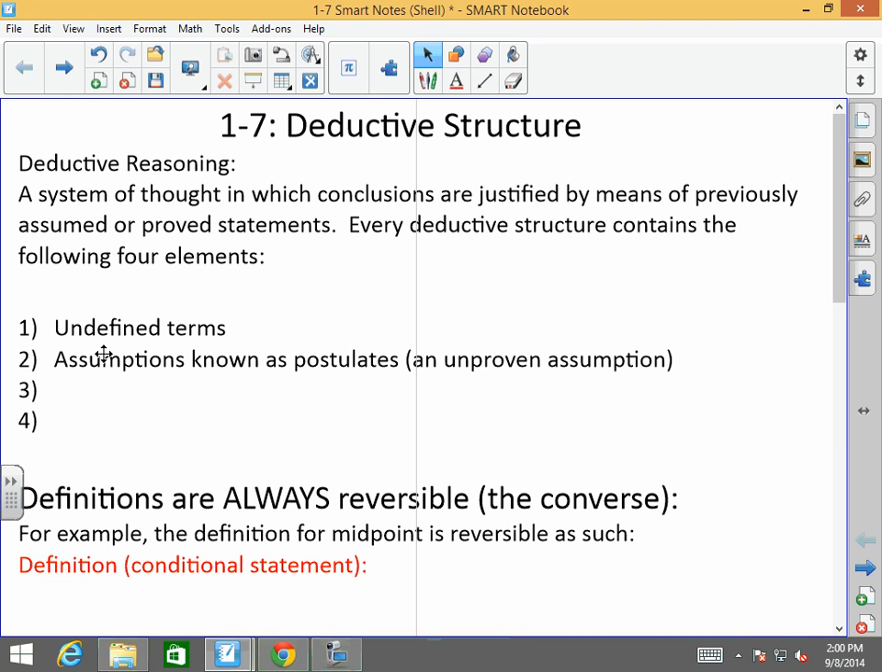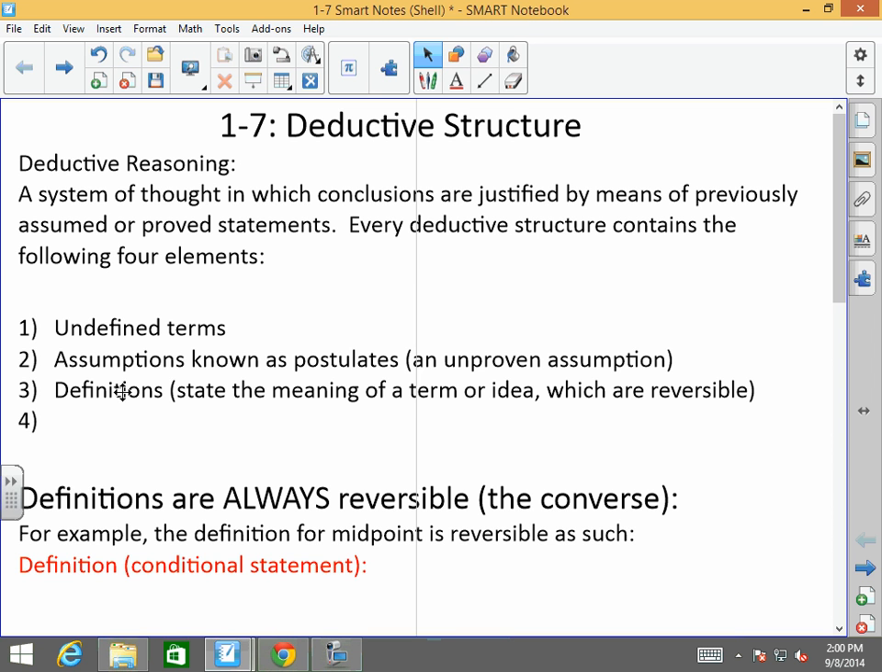Number 3, definitions. And as you know, definitions state the meaning of a term or idea, which are reversible. Okay? Definitions are reversible. And we'll talk about that in a second. And the 4th part of deductive structure, or of proofs, are theorems and conclusions. That's what wraps everything together. That's what ties it all up together. Okay?